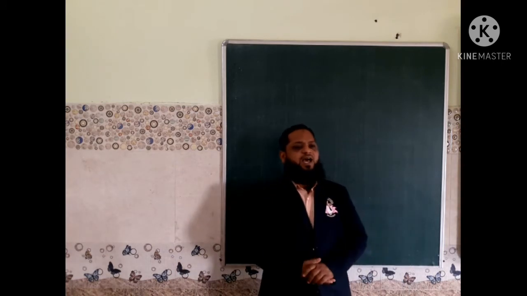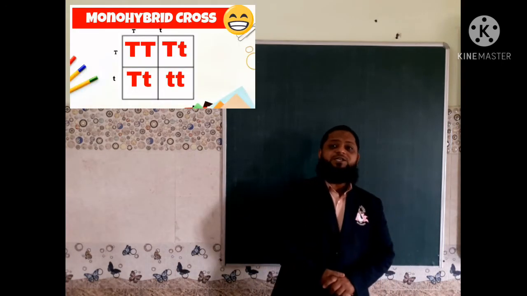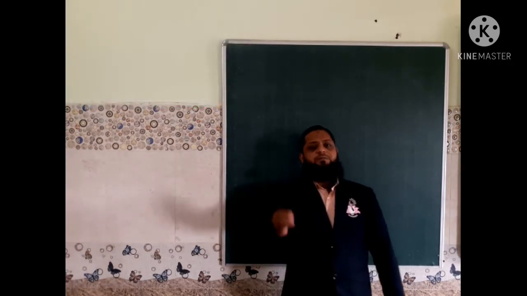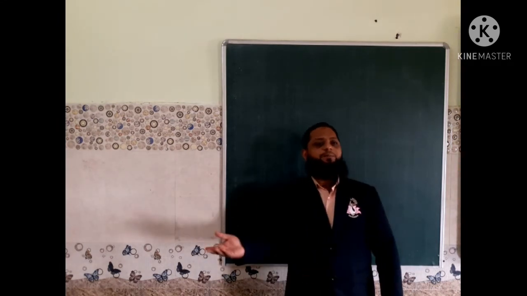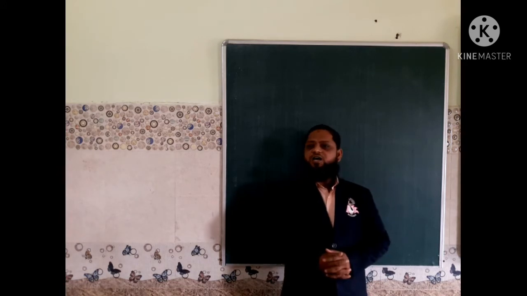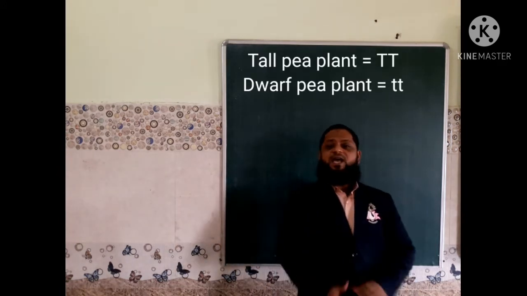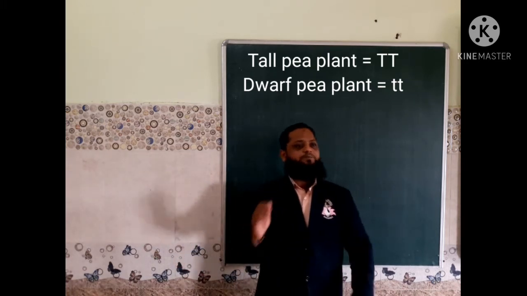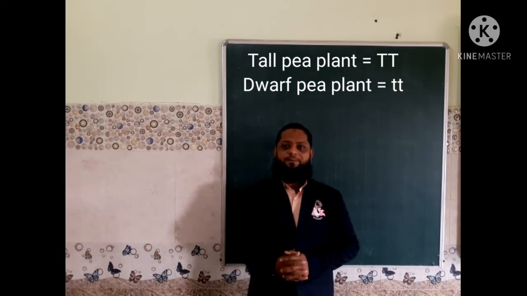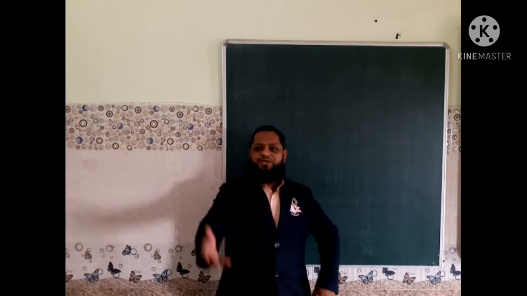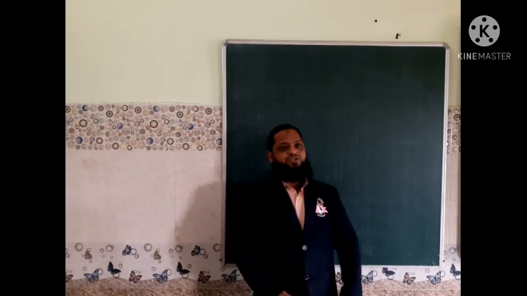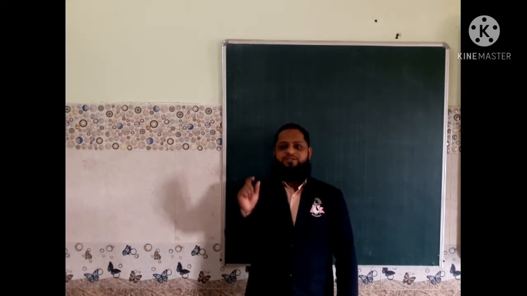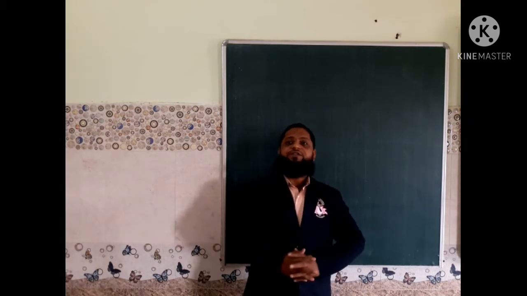This experiment has been represented by the Punnett square method as shown in the figure. In Mendel's monohybrid cross, the tall pea plant is represented by the gene capital T capital T and the dwarf pea plant is represented by small t small t. This is the genotype of a pea plant. Phenotype is the appeared character, the visible character. Genotype is the genes responsible for specific characters present in the DNA, which we cannot see without DNA fingerprinting.